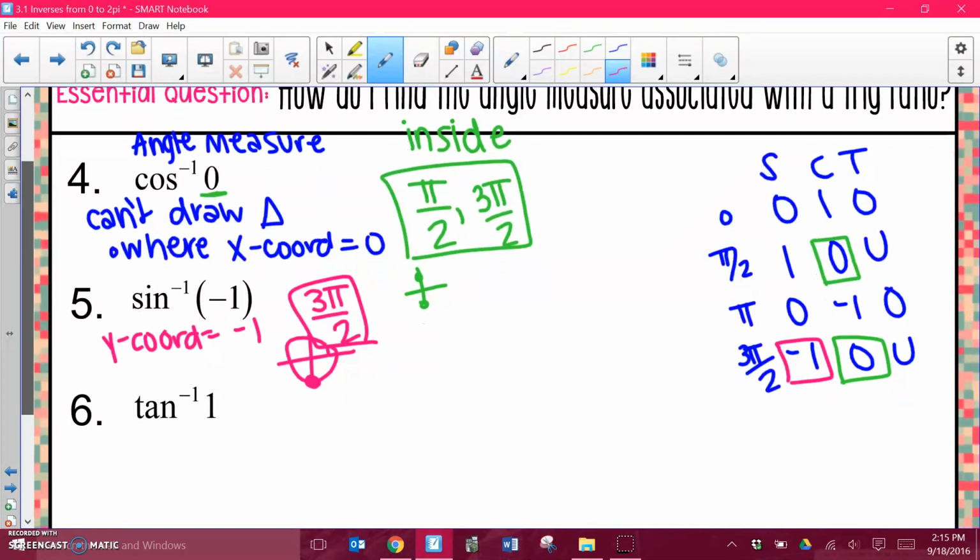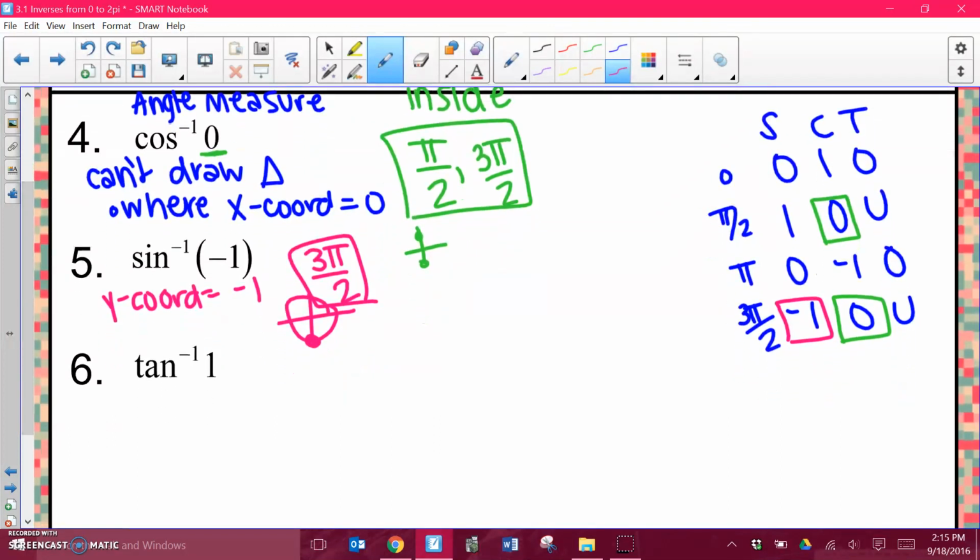Okay, now what if I'm given tangent, inverse tangent of 1? If I went to my OIO chart, because I'm like, oh, it's a 1 or a 0, I'm going to go run in there. But I noticed that tangent doesn't have 1 on the chart. This is 0, undefined, 0, undefined. There's no 1s on that last column. So what I'm going to try to do is draw a triangle.